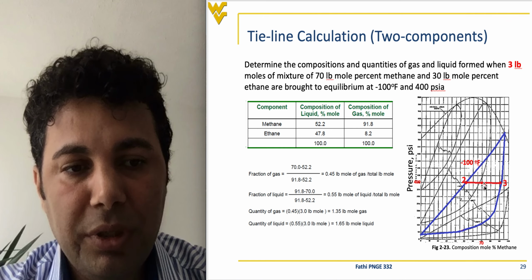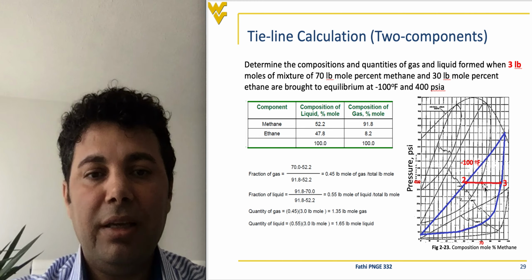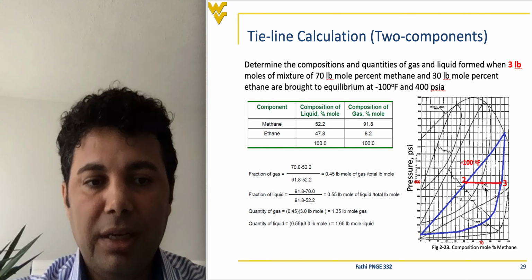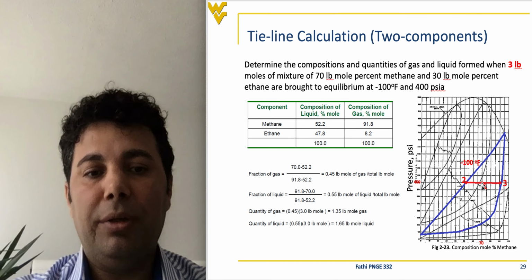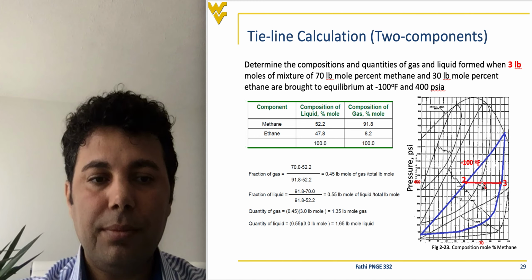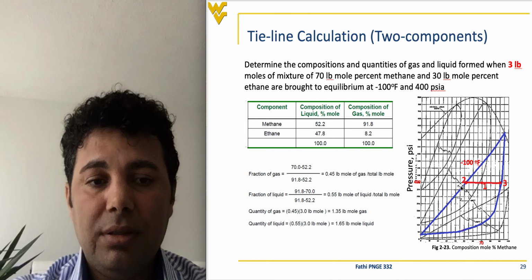However, since this point is falling inside the two-phase region, we will have gas and liquid, okay? So we need to know what is the composition of the gas and what is the composition of the liquid, and what are the quantities, how much gas and liquid I have at point 1, and at any one of these points.